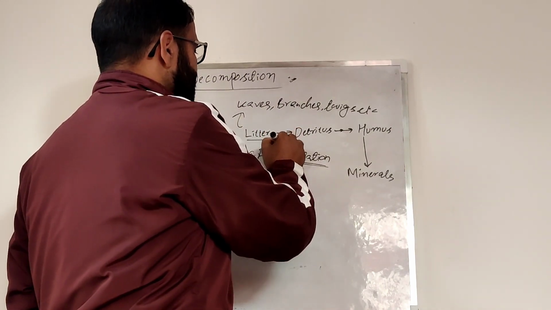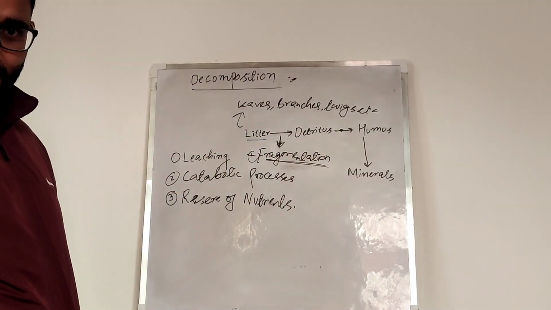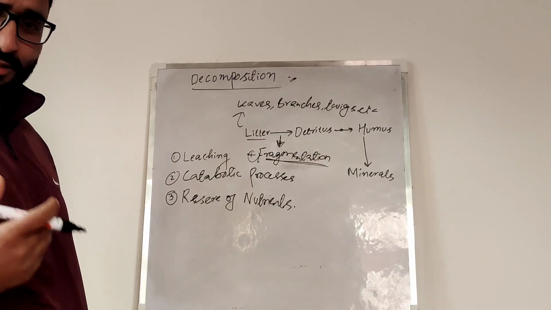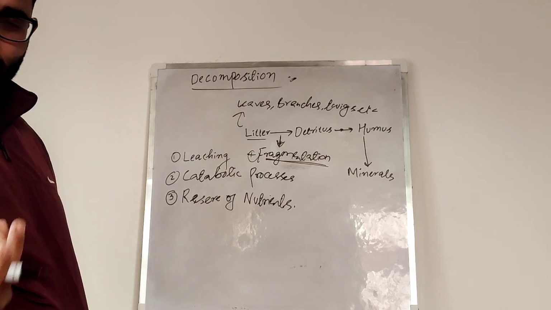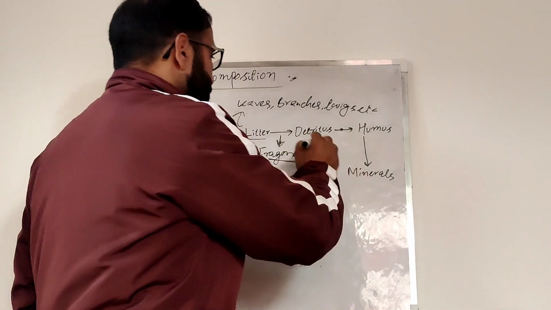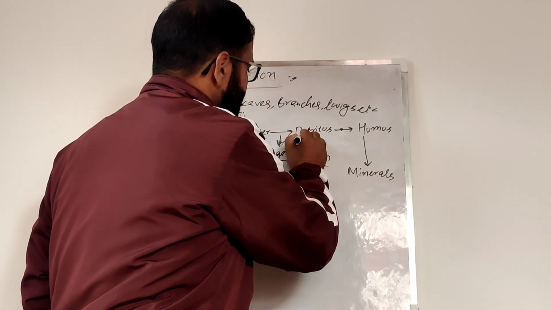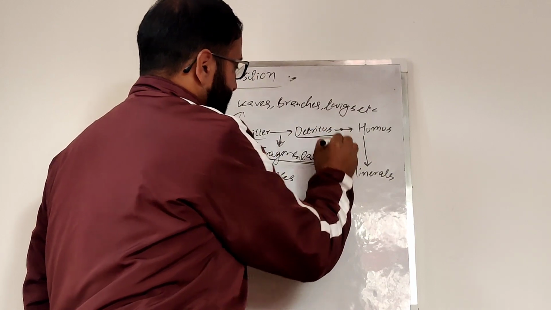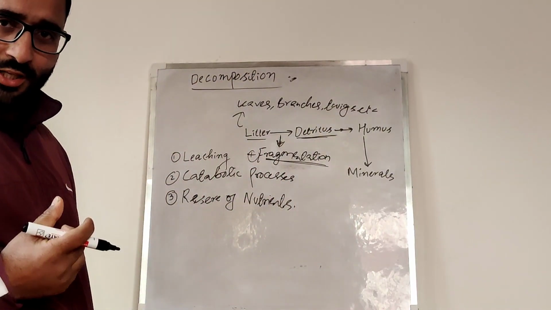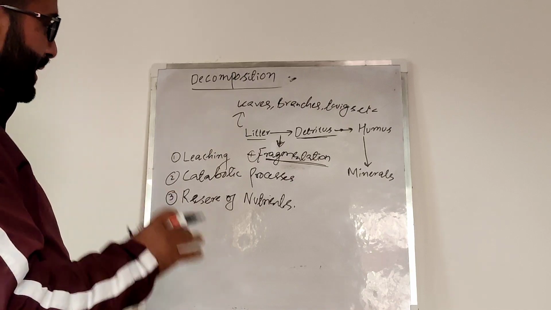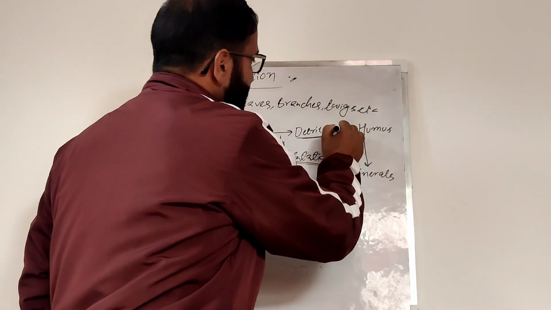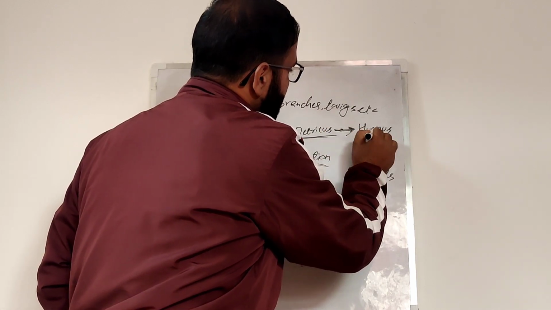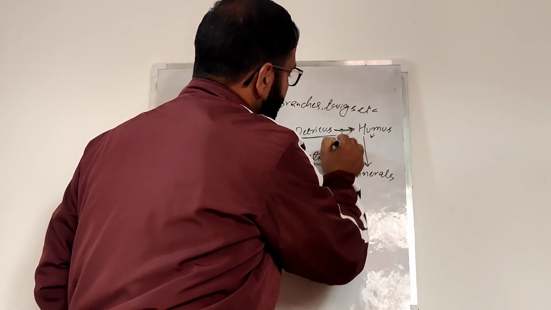This fragmentation is carried out by some physical agents as well as some biological agents, which means some animal species as well. The litter is converted by the process of fragmentation into detritus. Now this detritus is partially decomposed organic matter. It is converted into humus by the process of humification.